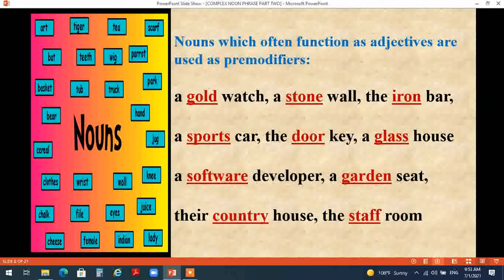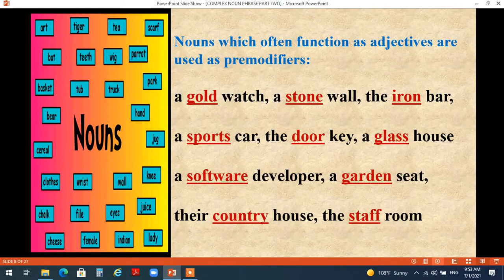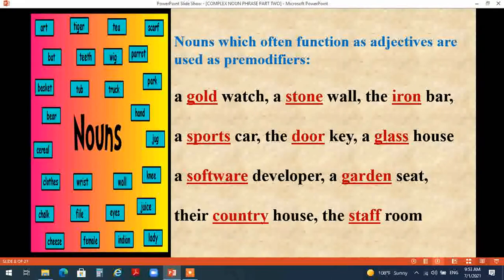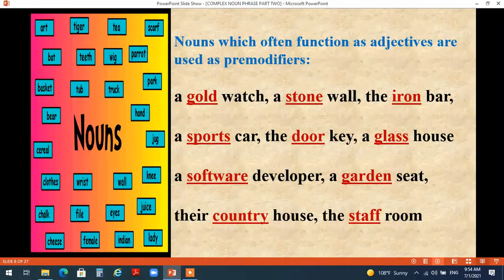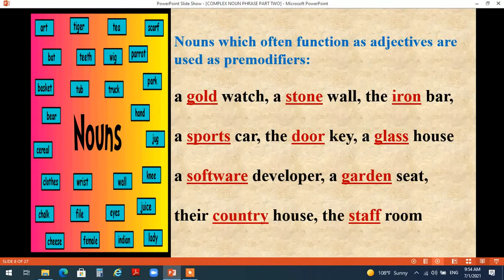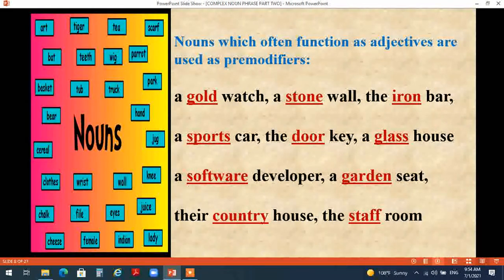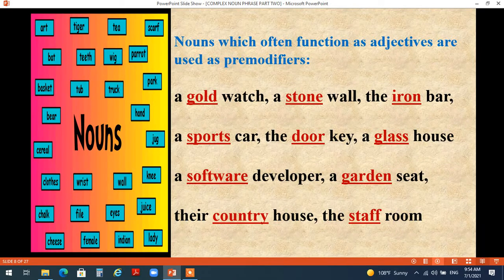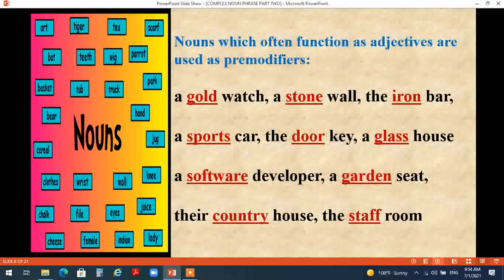The other way in which premodification is realized in English is by using nouns. Nouns, which often function as adjectives, are used as premodifiers. هنالك بعض الأسماء في اللغة الإنجليزية التي تعمل عمل الصفات. هو اسم لكنه يعمل عمل الصفة كي يصف اسما آخر يأتي بعده. So in this case, these types of nouns can be used as pre-modifiers.